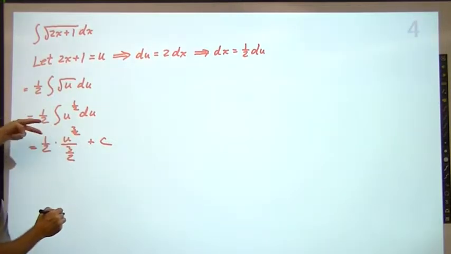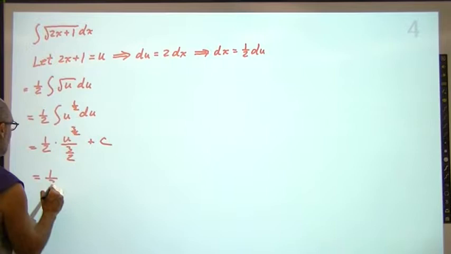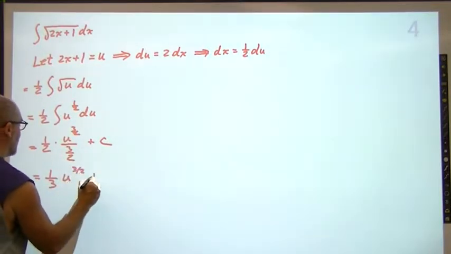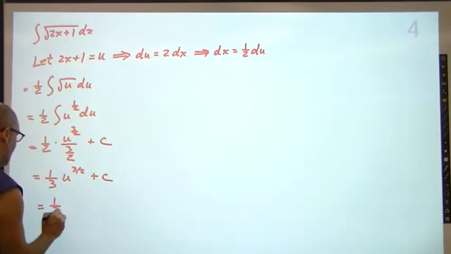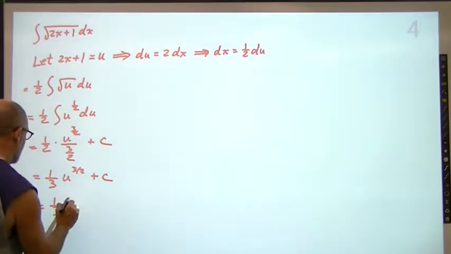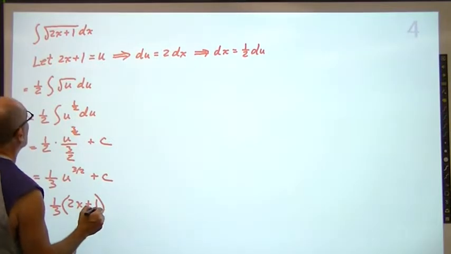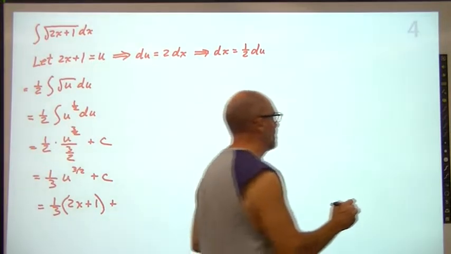Now, we flip the 2/3, and it makes it 1/3 u to the 3/2 plus c, because half of 2/3 is 1/3. And our final step is to put our x's back, so it's 1/3 times (2x plus 1) to the 3/2 power.